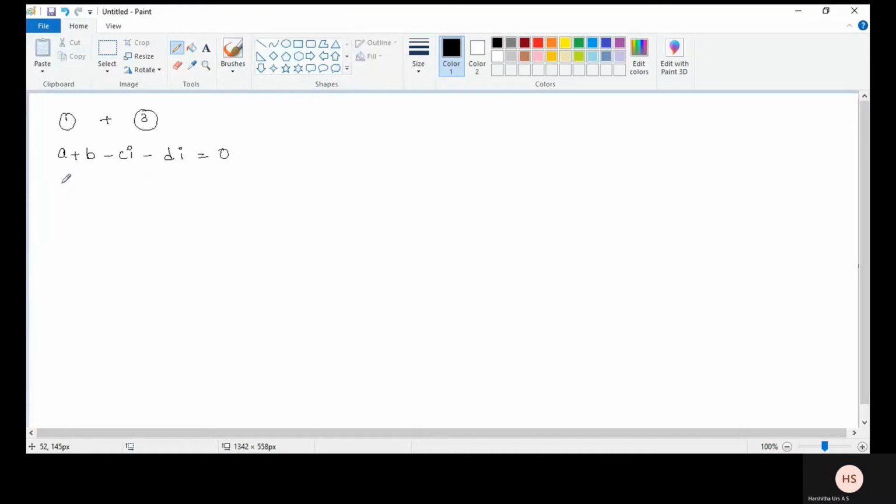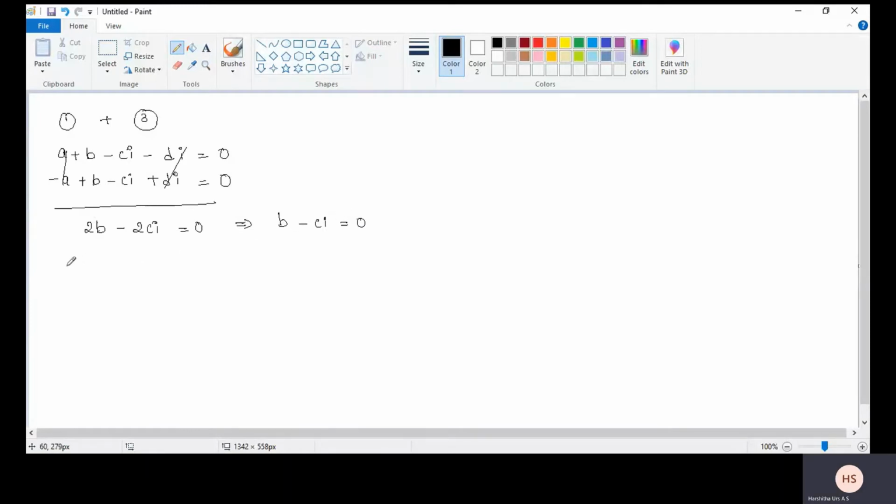Next, minus a plus b minus ci plus di. This is the equation 3. Now minus a plus a will get cancelled, di will get cancelled. 2b minus 2ci. This implies b minus ci is equal to 0.